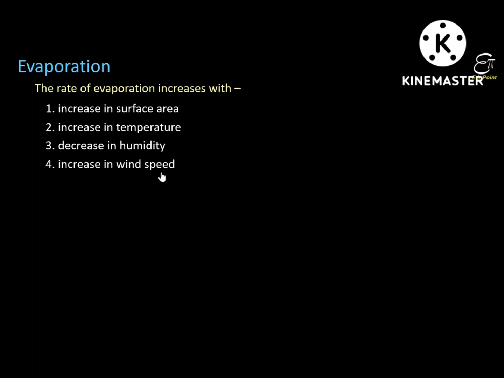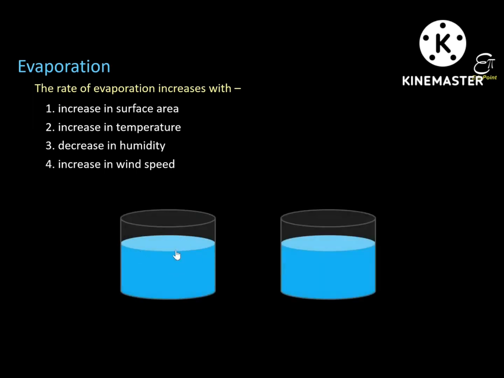And the fourth factor is increase in wind speed. Again we'll take two examples. In beaker A there is no wind, whereas in beaker B there is more wind. The particles in beaker A, where no wind is present, will accumulate at a particular region and will not get more space to evaporate. Whereas in beaker B the particles will move due to the increase in wind speed.